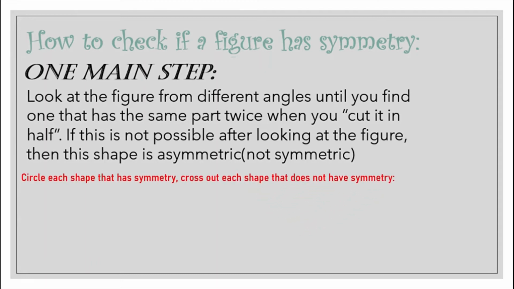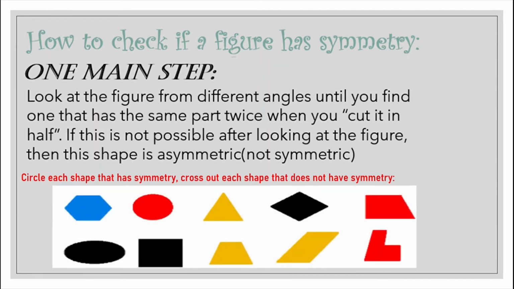So, before you guys do that practice problem, I have one practice problem that I'll do first, and it's to circle each shape that has symmetry. Cross out each shape that does not have symmetry. Okay? Let's use this color. Alright, so let's look at the first shape.